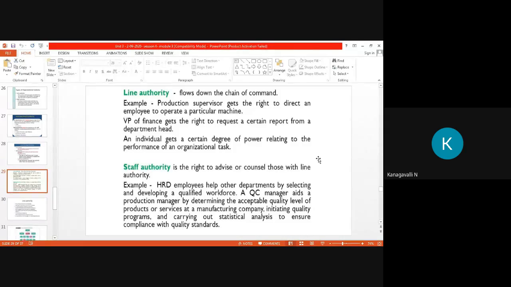Then in the staff authority, HRD, that means human resource department employees help other departments by selecting and developing a qualified workforce. Then the quality control manager aids a production manager by determining the acceptable quality level of products or services at a manufacturing company, initiating the quality programs and carrying out statistical analysis to ensure compliance with quality standards.